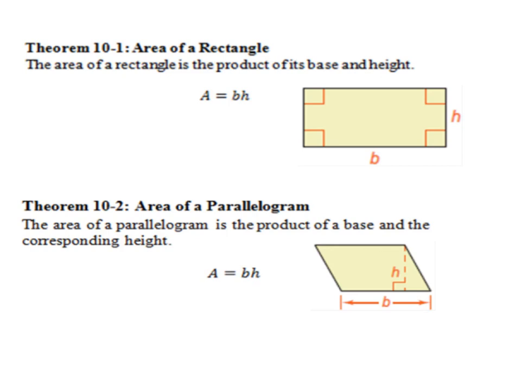First, two basic area formulas. If I have an area of a rectangle, it's base times height. Base is always going to create a 90 degrees with the height.